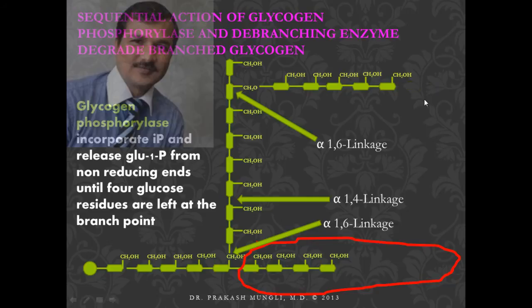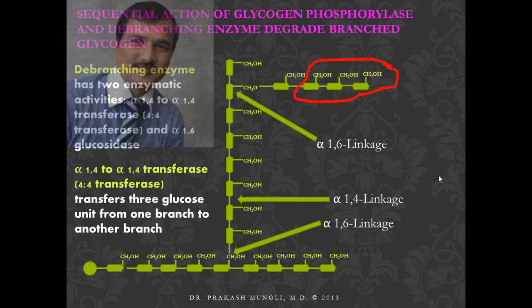It removes glucose residues, releasing them as glucose 1-phosphate, and stops when 4 glucose residues are left at the branch point. 1, 2, 3, 4. So 4 glucose residues are left at the branch point, and it will stop there. This is what glycogen phosphorylase does. All the branches of the branched glycogen are acted on by glycogen phosphorylase. Glucose is released as glucose 1-phosphate, and it stops when 4 glucose residues are left at the branch point.